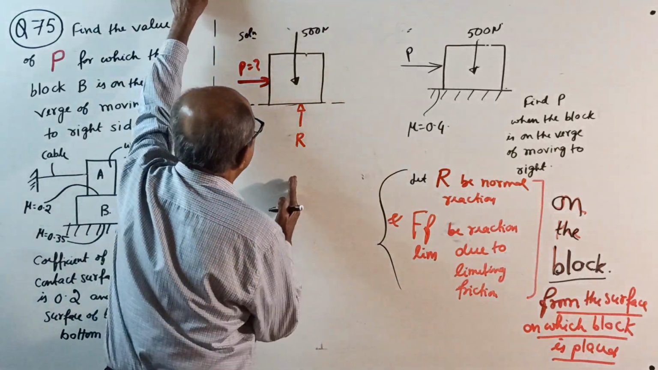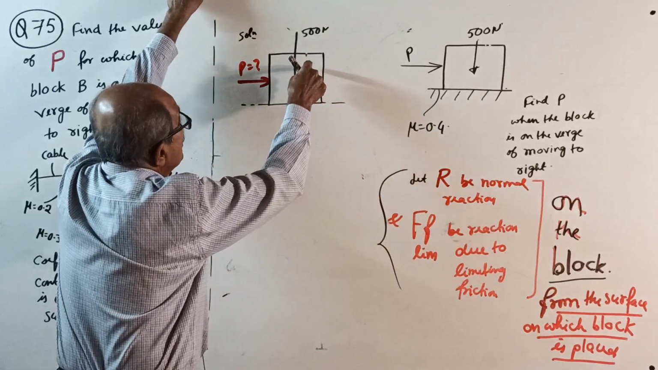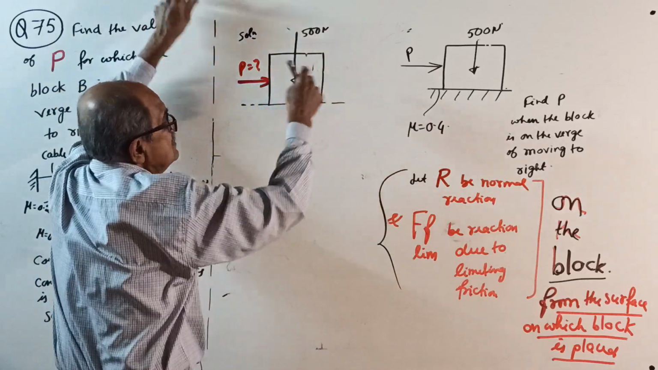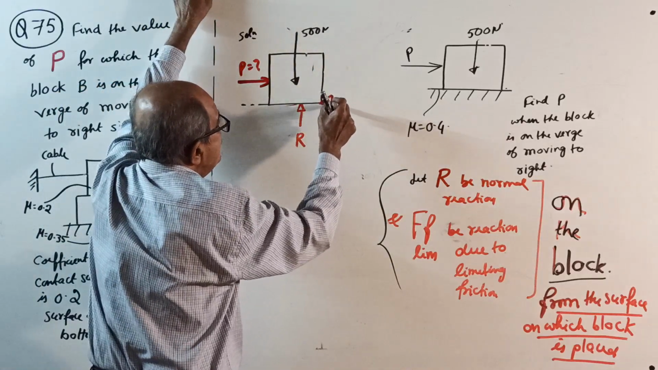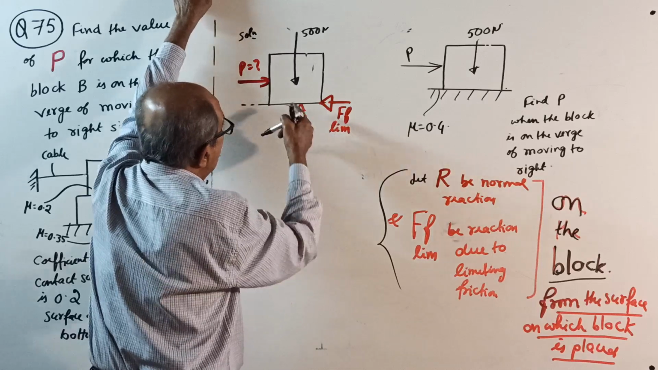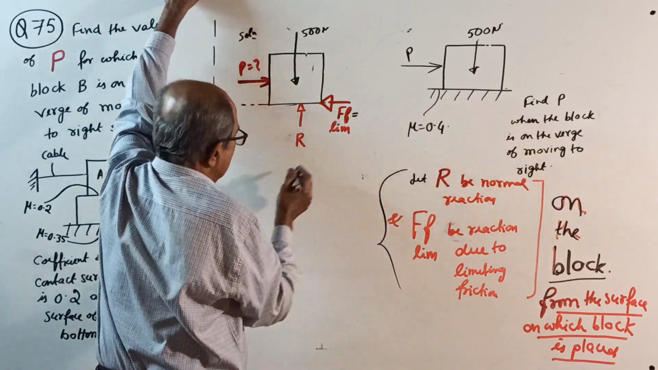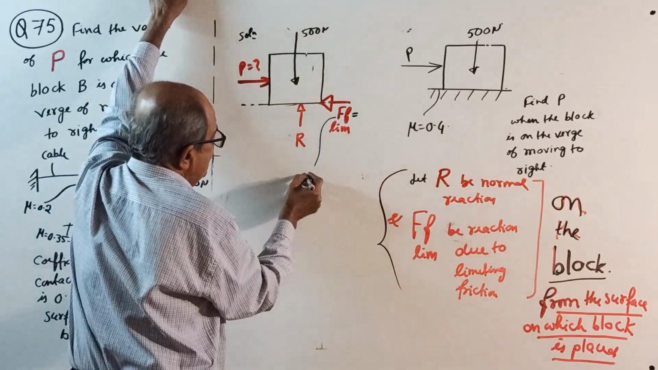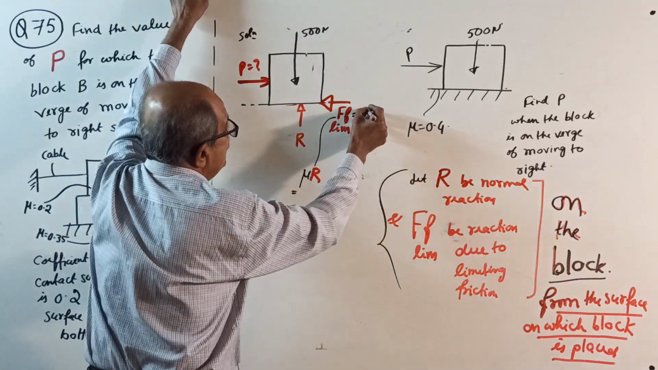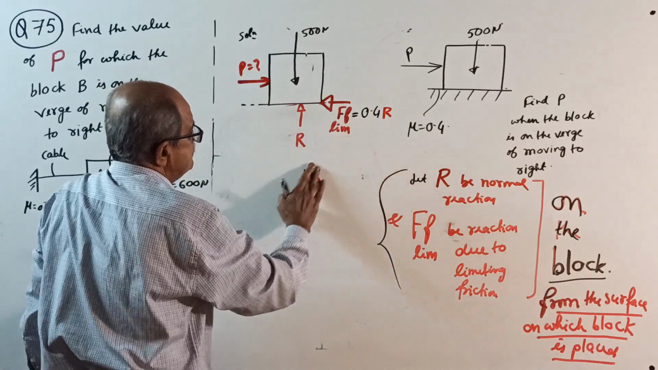Let R be normal reaction and FF limit be frictional force for the block B. This is your block, only one block here. This is trying to move to the right side, so friction is to the left side. This FF limit for this block equals mu times normal reaction. You write here that FF limit is mu times the normal reaction, and mu is 0.4, therefore equal to 0.4 into normal reaction R.